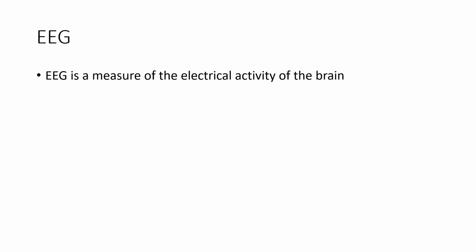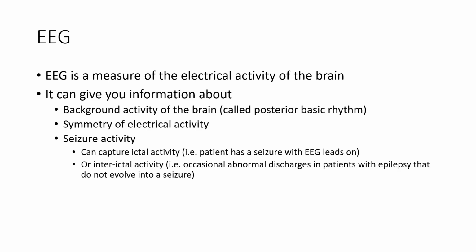So now switching gears to talk about our neurophysiological tests, starting with EEG. An EEG is really a measure of the electrical activity of the brain. And so because of that, it can give you information about the background activity of the brain that we all have while we're awake and functioning. This is called the posterior basic rhythm.